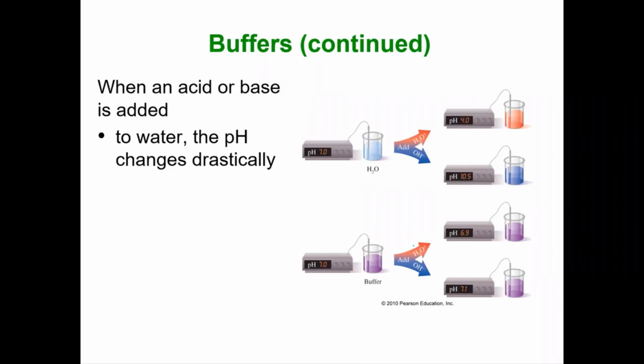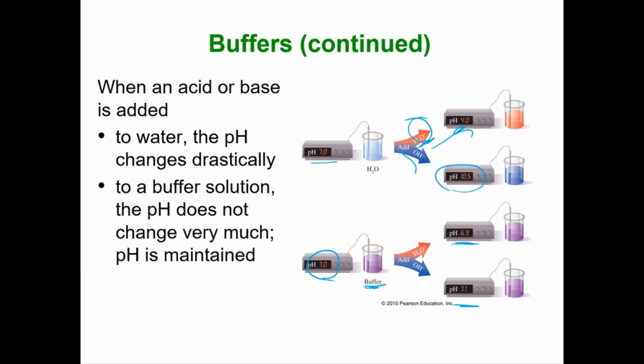if I took water and I added hydronium to it, the pH would drastically change from 7 to 4 because I'm adding a bunch of hydronium. If I add base, it would be very basic and it would go to 10.5. Buffers can maintain the pH. And again, it doesn't have to be 7. I want to make sure you know that. It doesn't have to be 7. It just has to maintain pH. So it won't change very much.